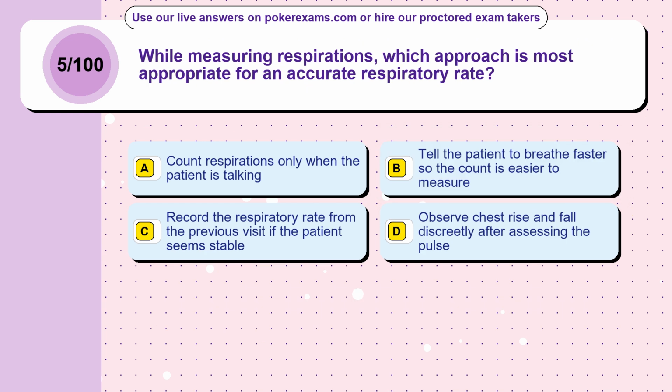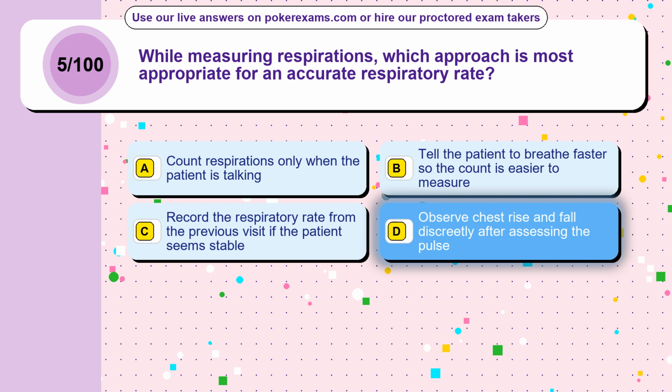Question 5. While measuring respirations, which approach is most appropriate for an accurate respiratory rate? Option A. Count respirations only when the patient is talking. Option B. Tell the patient to breathe faster so the count is easier to measure. Option C. Record the respiratory rate from the previous visit if the patient seems stable. Option D. Observe chest rise and fall discreetly after assessing the pulse.